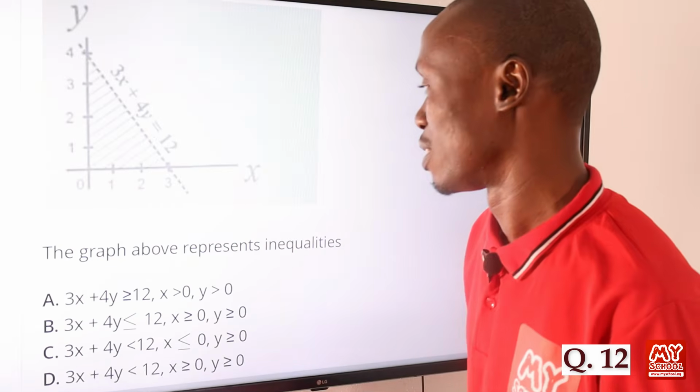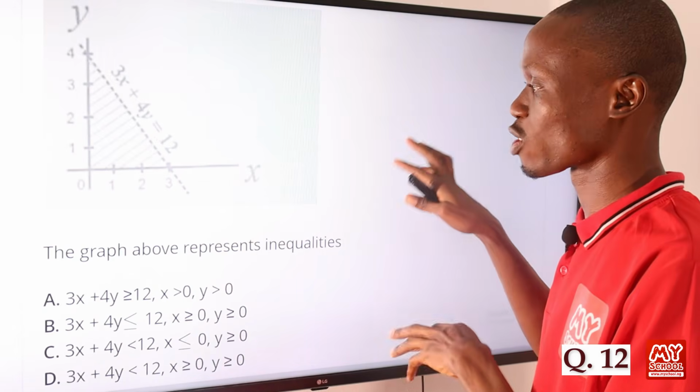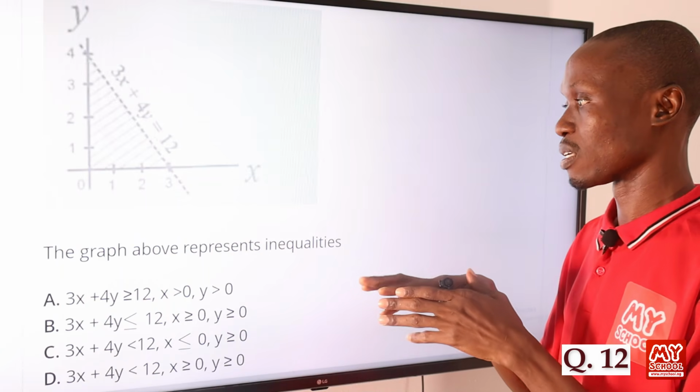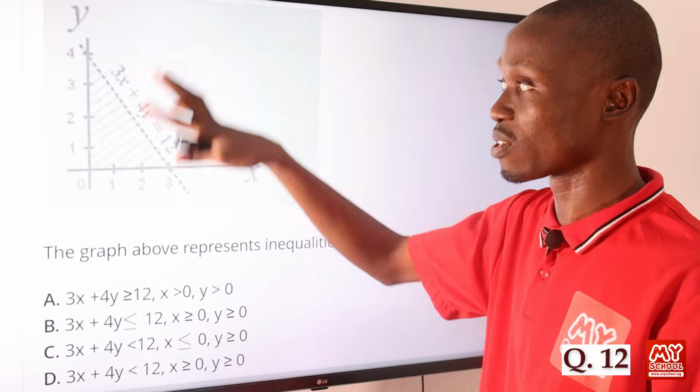Question 12. The graph above represents an inequality. So this is the graph that is given to us, and we are asked to identify the inequality that this graph represents.